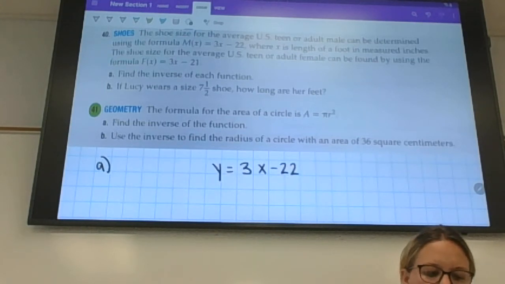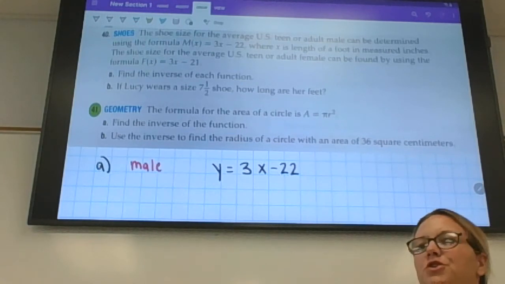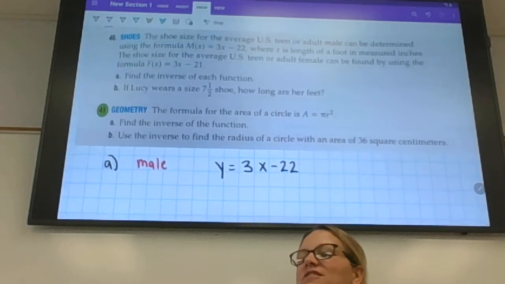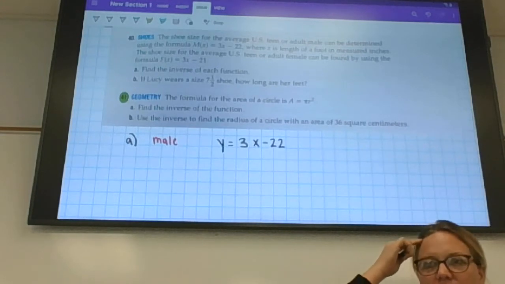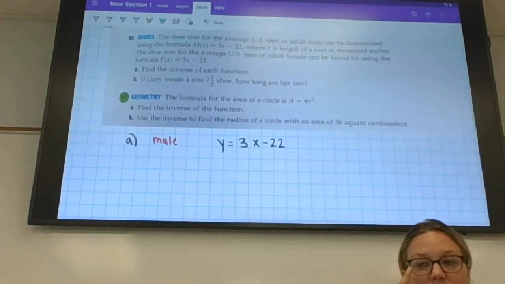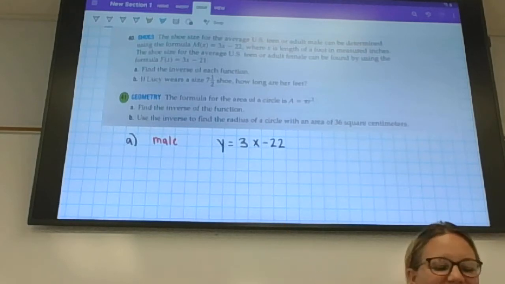Alright, Max, how do we go about finding the inverse of this equation for a male shoe? What does inverse mean? Switch x and y. Step 1, switch x and y.